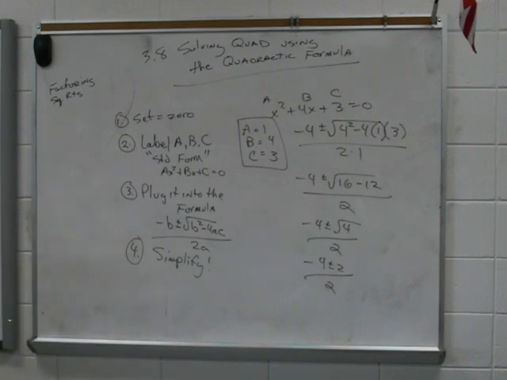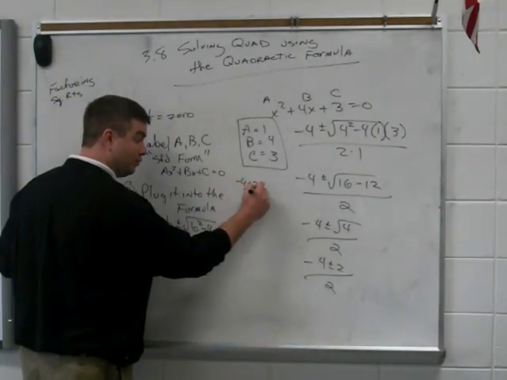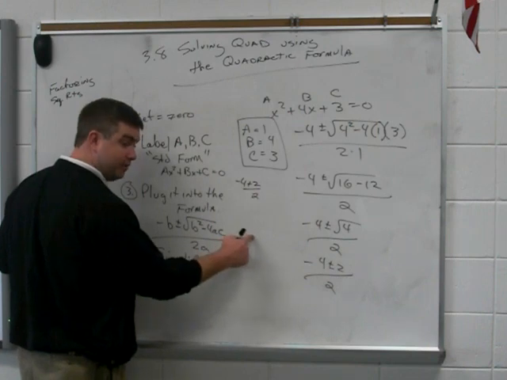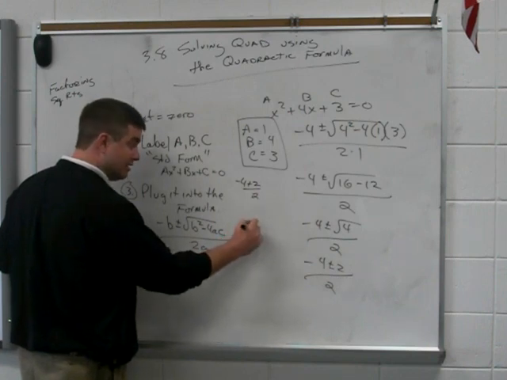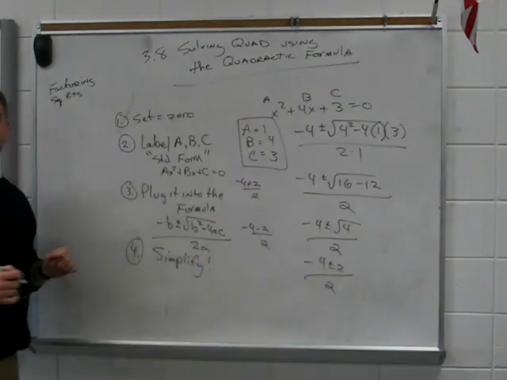Doesn't this look familiar? When I have whole numbers and I have the plus or minus, what do I need to do? I need to break it up into the two scenarios, right? I'm running out of room, but here we go. Negative 4 plus 2 over 2. And then what goes here? Negative 4 minus 2 over 2. I'm breaking it up into the two scenarios.